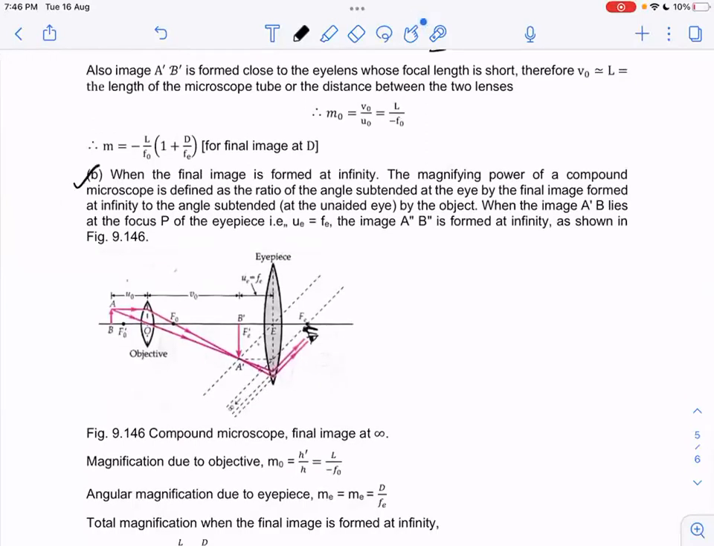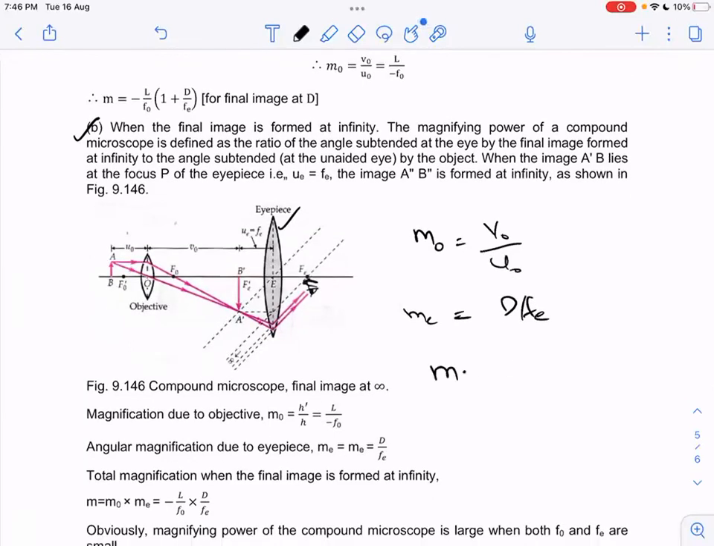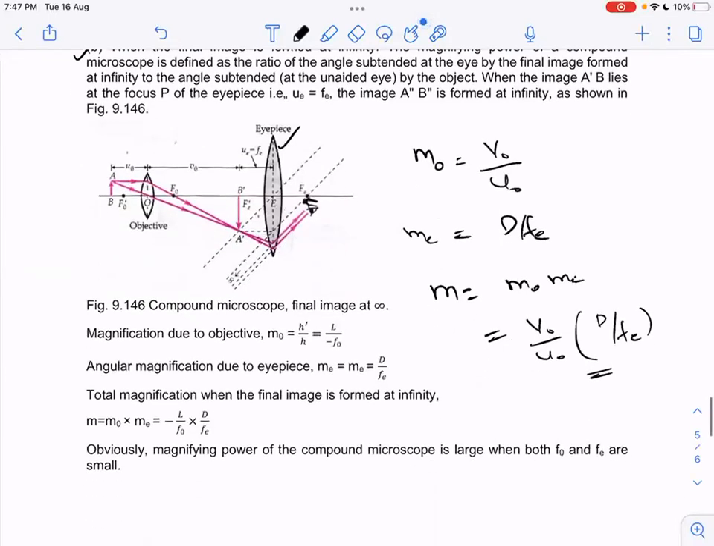The next one is when the final image is formed at infinity. Now m naught will be the same, v naught divided by u naught, and me will change to d divided by fe, because the eyepiece is acting like a simple microscope. So the magnification in this case will be m naught into me, or v naught divided by u naught into d divided by fe.